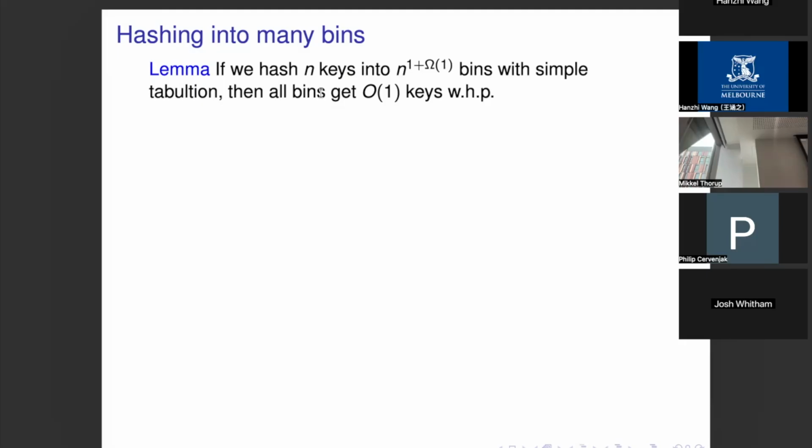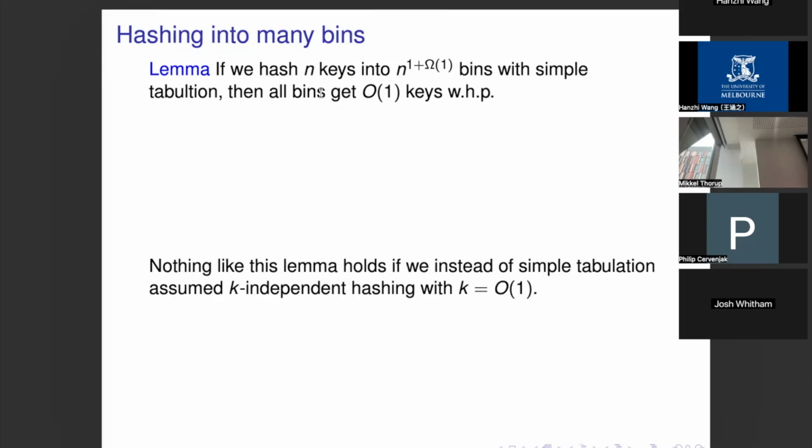So not n, not times some constant, but n to 1.1 bins. And I claim that all bins only get a constant number of keys with high probability. And this is interesting because if you use a degree k polynomial where k is a constant, this is not the case. Right? If you use Chebyshev, it just doesn't help you much. You would get a polynomial number of elements in each bin, or you would risk that.